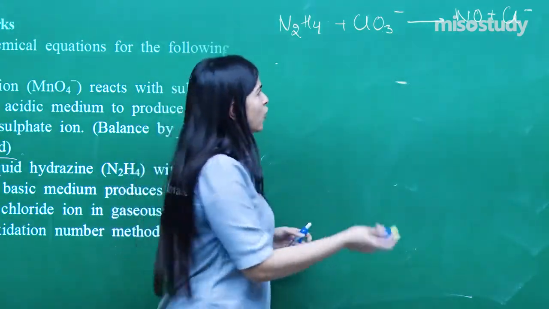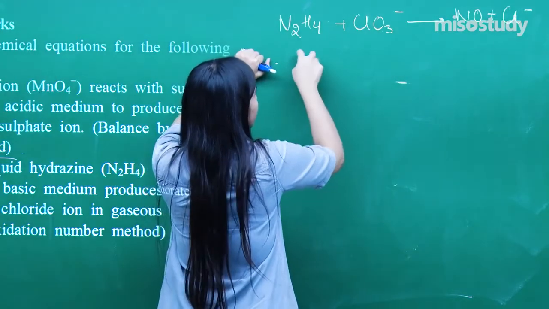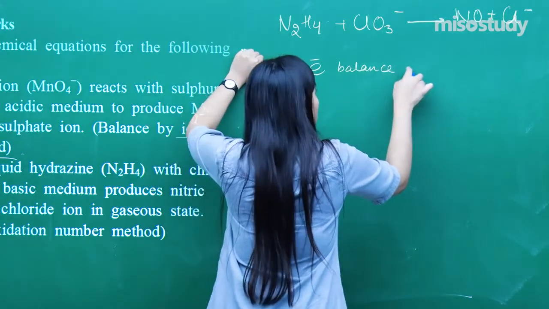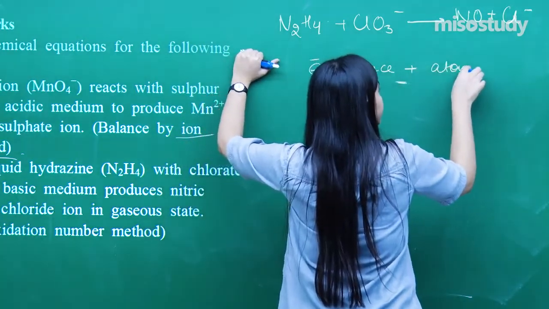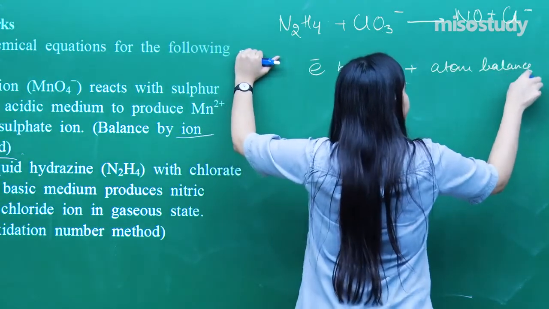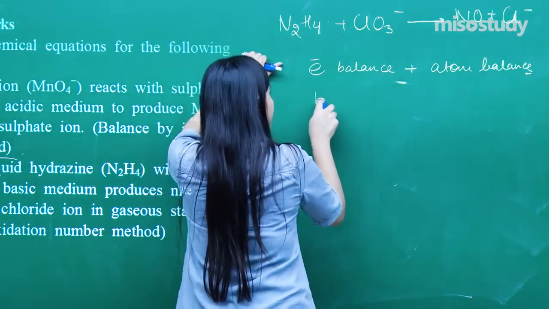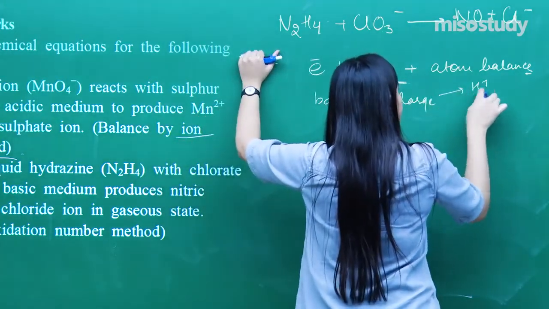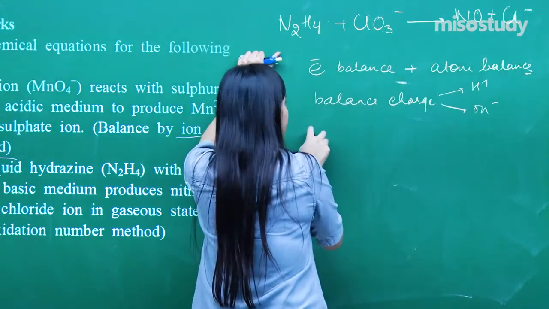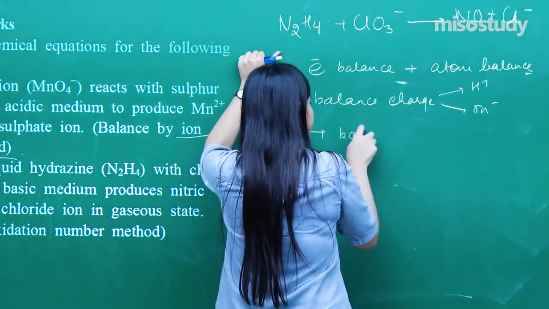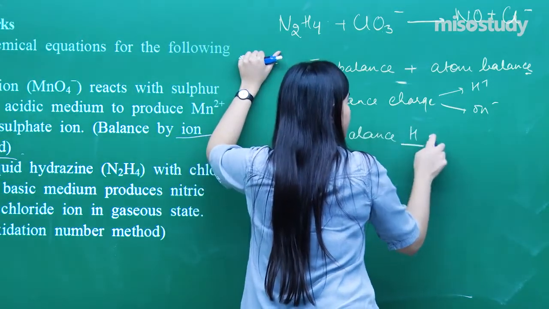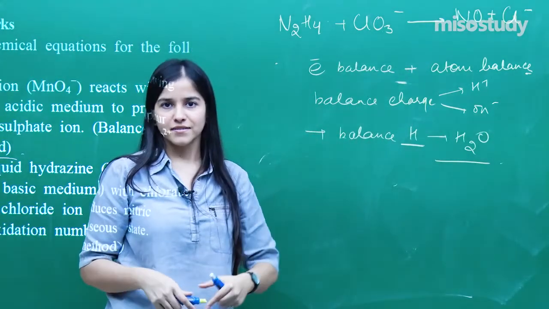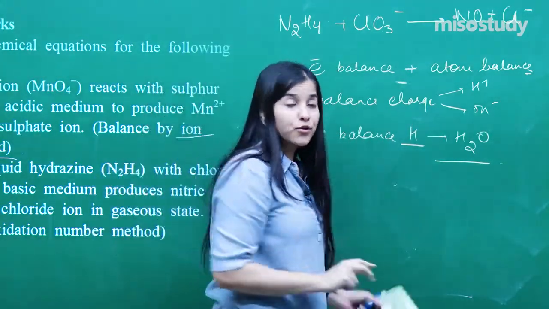Now, they are asking for the oxidation number method. It's very simple. Oxidation number, you need to first find out where the oxidation is taking place. So, first of all is electron balance along with atom balance, right? And then balance the charges via H positive or OH negative, and then lastly balance hydrogens by putting the water molecules and you will be done, right? So, you have to practice it on your own.